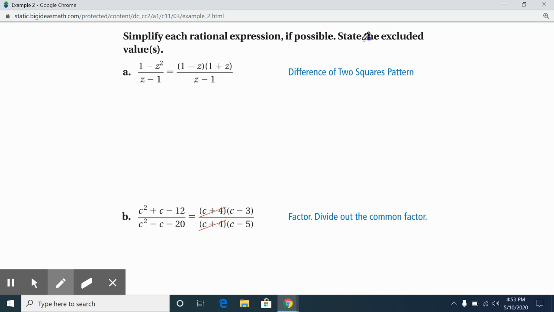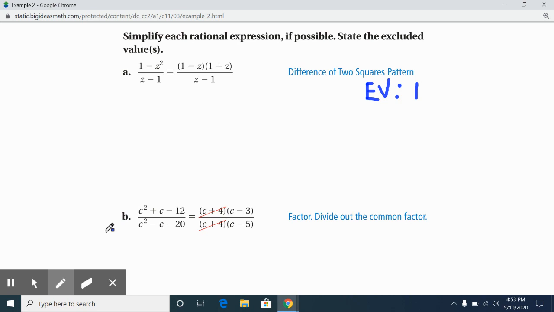So right now I'm going to find the excluded value. Okay, so I'm going to look at the denominator, z minus 1, and I'm going to say, now after I factored, my excluded value is going to be positive 1, because 1 minus 1 is 0. All right, now we're going to simplify this.